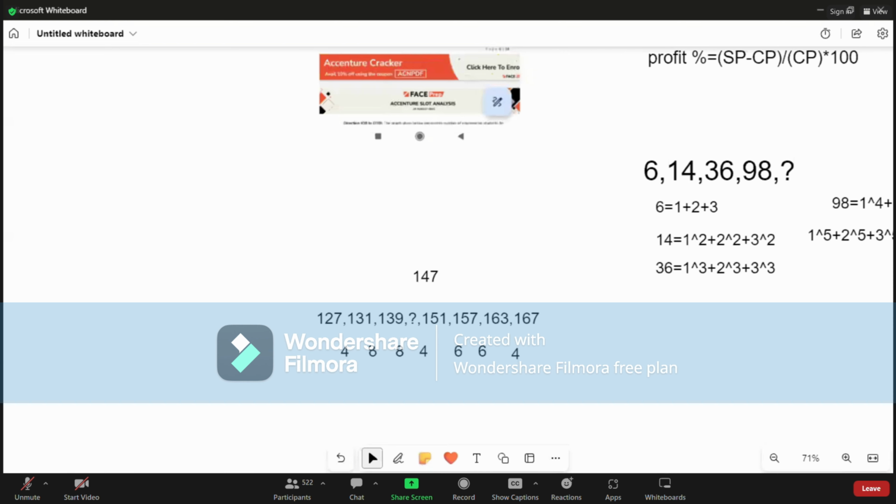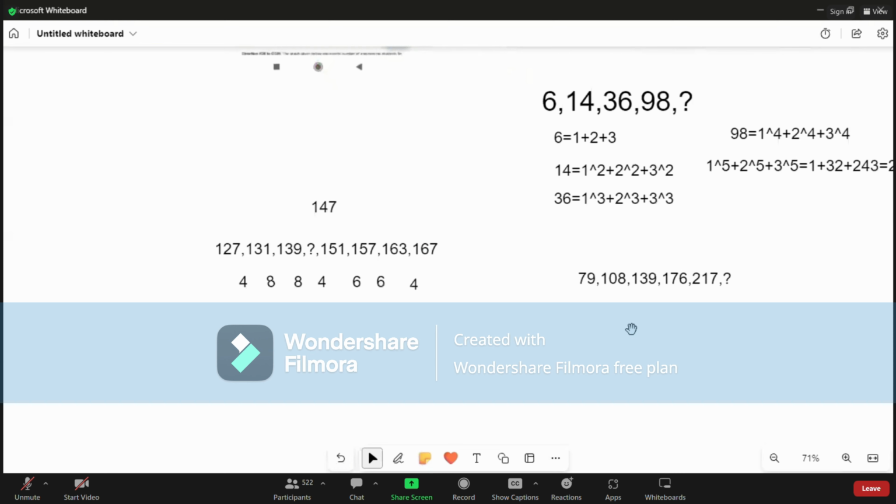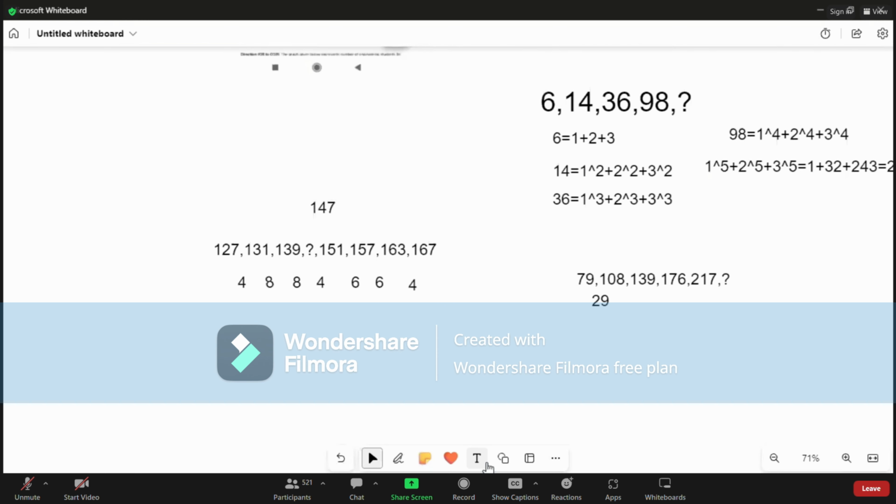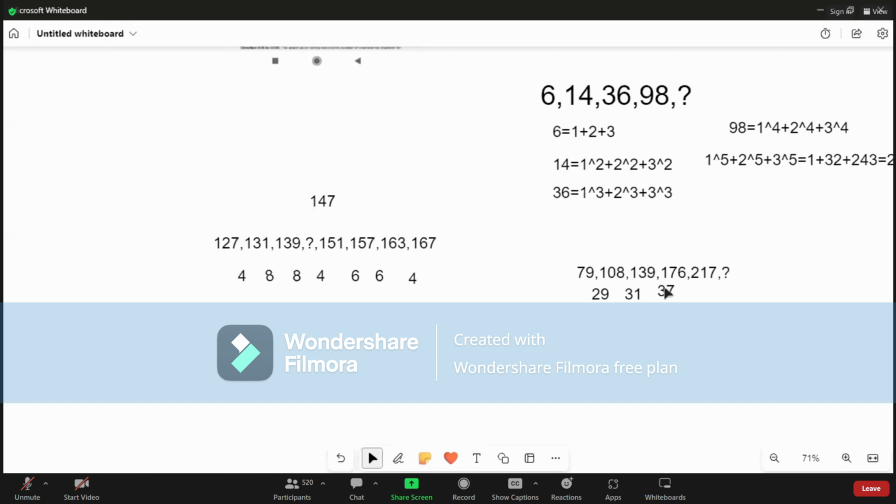Okay, so one of the questions was this. Okay, this was a question. So let's just go one by one. That is, we check the difference. This is 29. The difference is 29. And then over here, the difference is 31. And then here it is 37. And here it is 41.